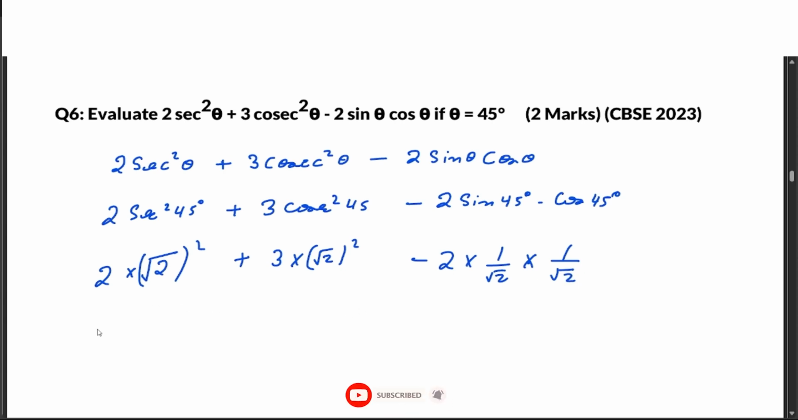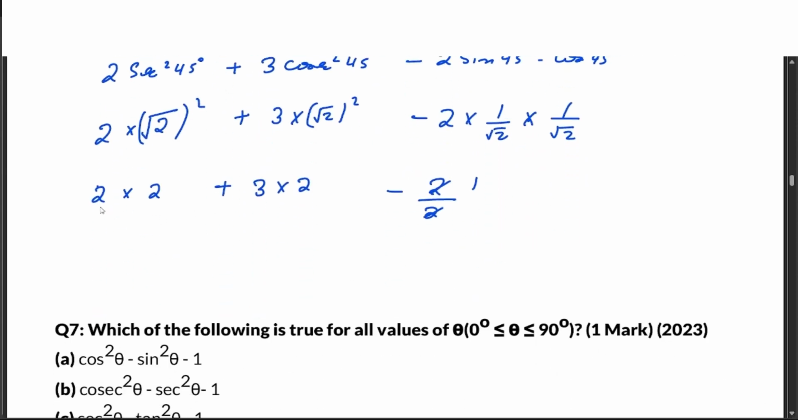So simple, we can say here 2 times 2 plus 3 times, square root 2 squared is 2, and this one we will get how much? 2 times 1 over 2, which means you will get 1. Okay, now after that you can solve this one. So you will get 2 times 2, which is 4, plus 3 times 2, which is 6, and here you will get minus 1. So 4 plus 6 is 10, minus 1, you will get 9.